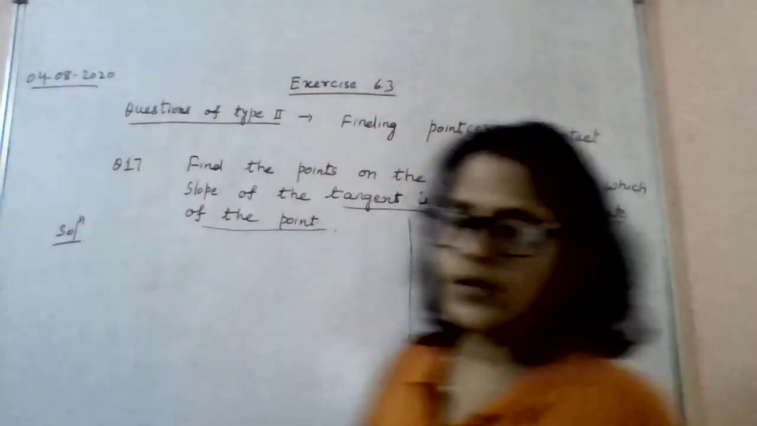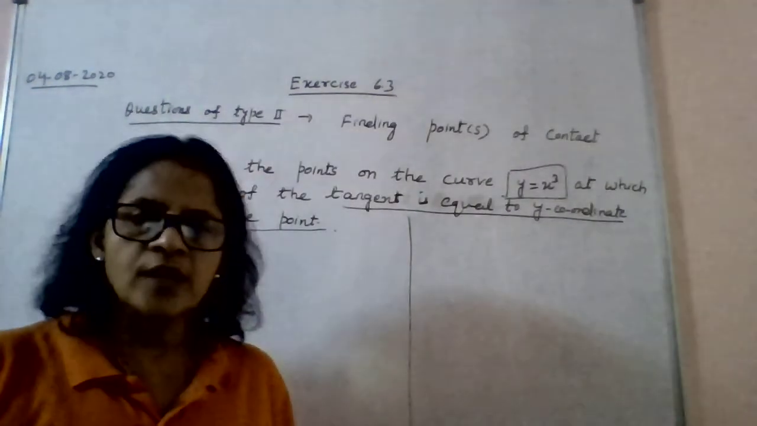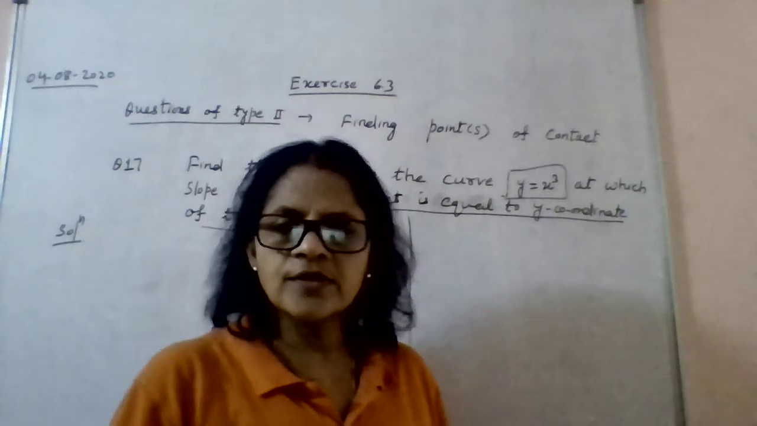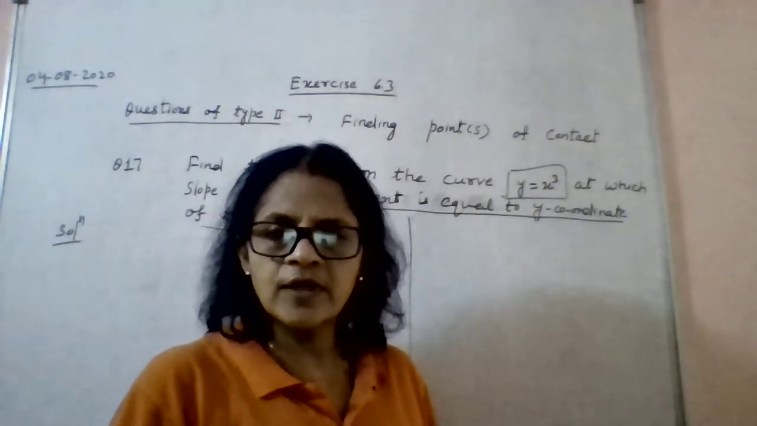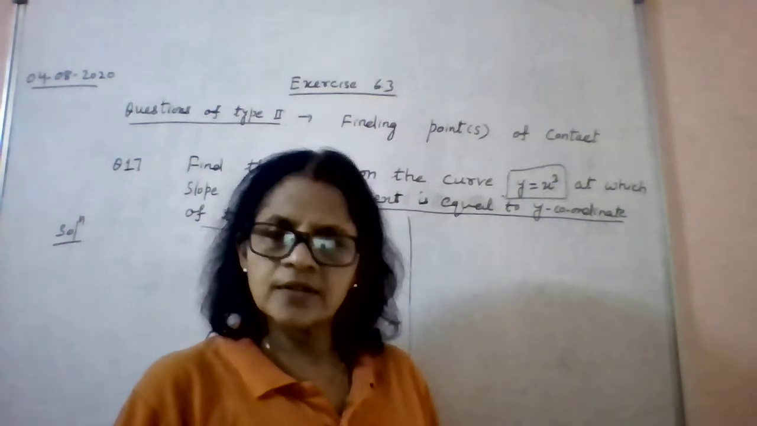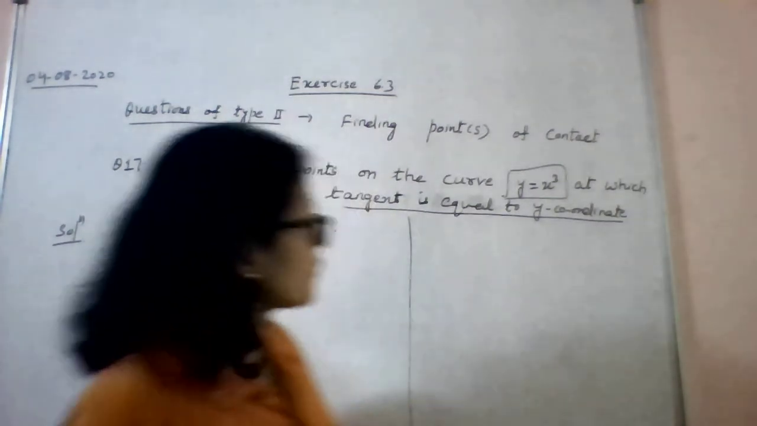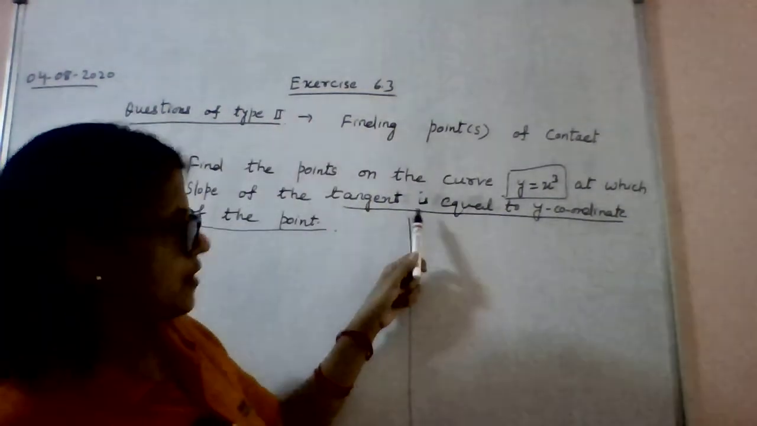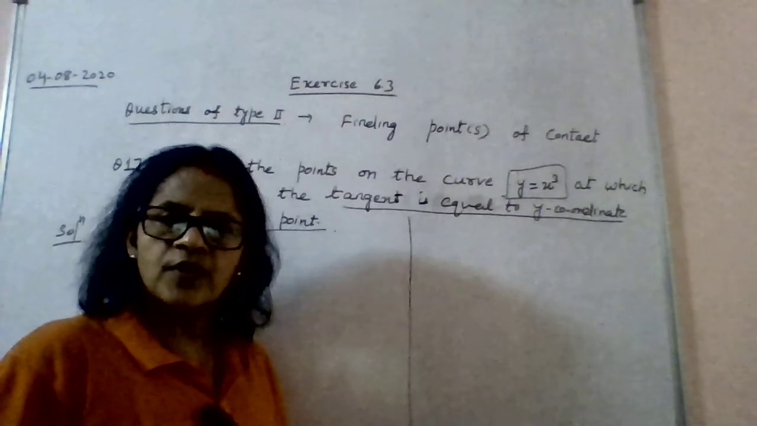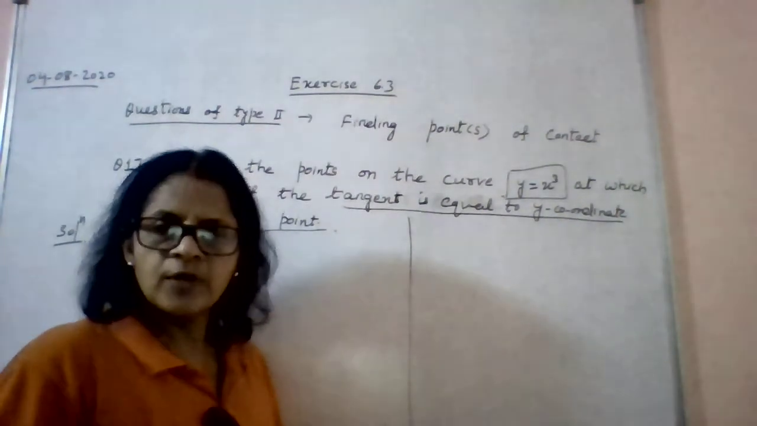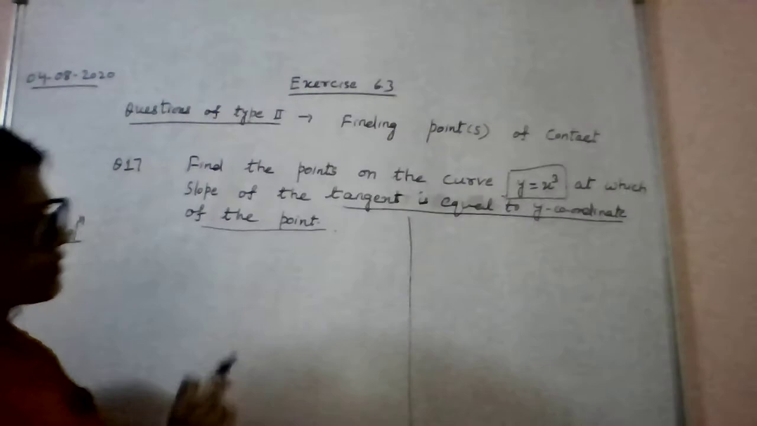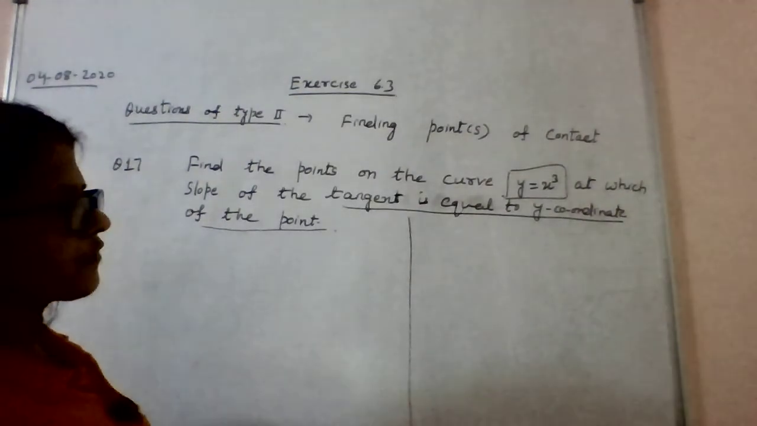Right? So the slope of the tangent at any point is equal to the derivative of the curve at that point. So the slope of the tangent equal to the y coordinate means the derivative of the curve at any point, which may be (x, y), should be equal to the y coordinate of the point.